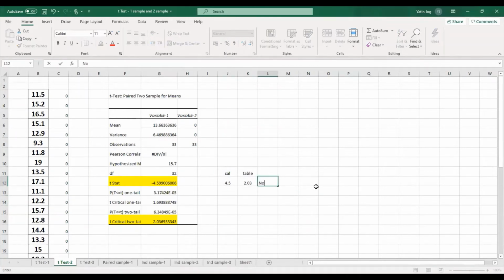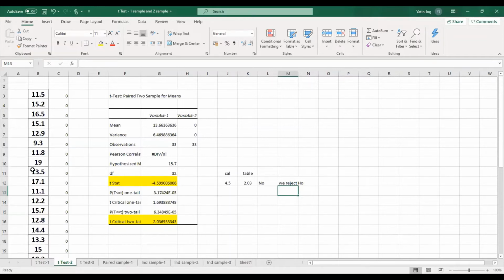The answer is no. In that case, what is my conclusion? If calculated is greater than table, then we reject H0. That is my assumption. And you can look at yesterday's example also. Have we rejected H0 at all confidence levels for this problem? Yes. So we have rejected H0 at all confidence levels for this problem.